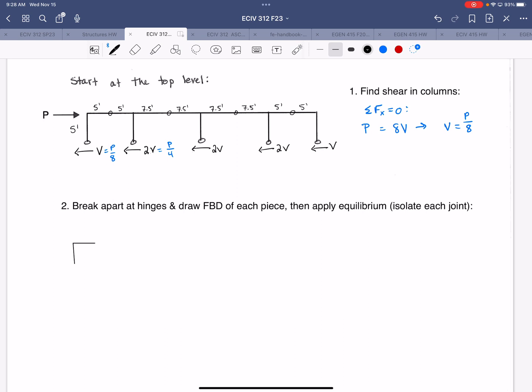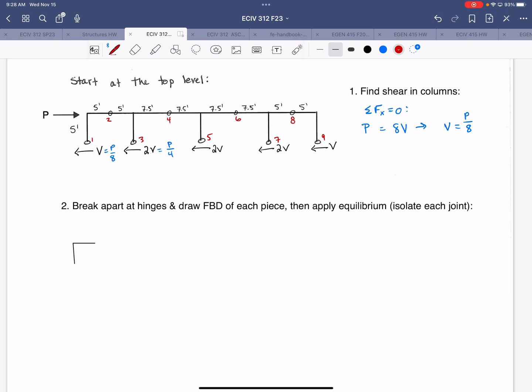Let's see what else I want to do. I'm going to go ahead and number these hinges for bookkeeping purposes. So I'll just go through and label them 1, 2, 3, 4, 5, 6, 7, 8, and 9.